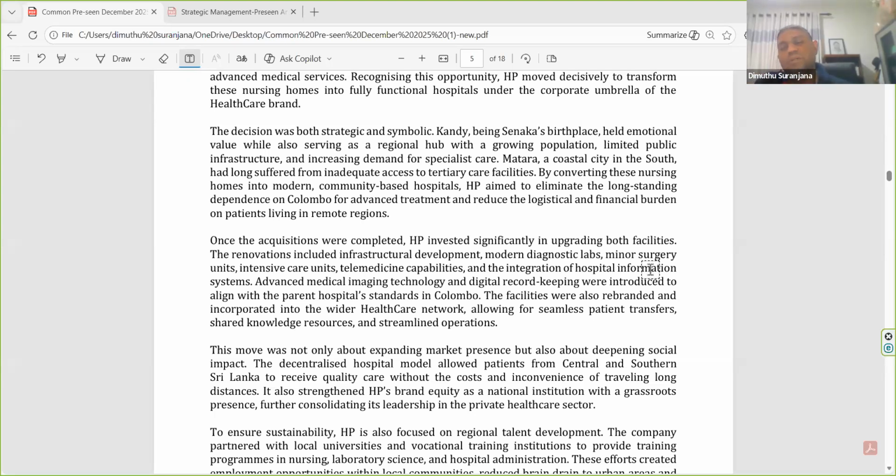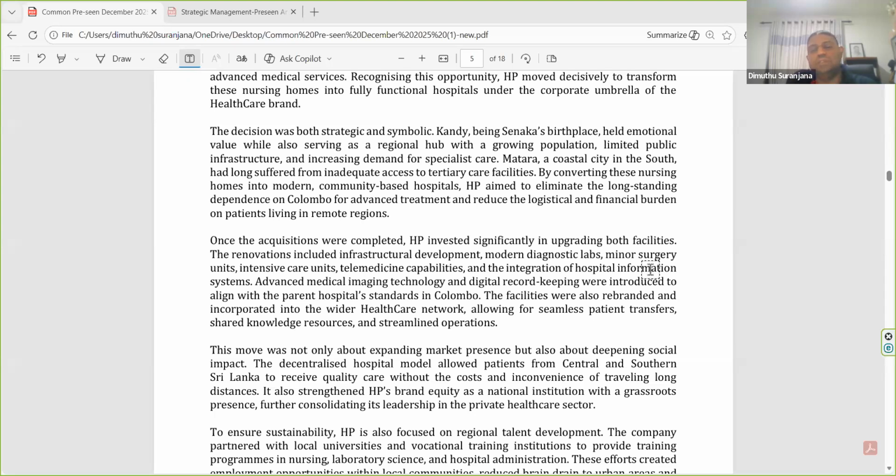The modern lab, minor surgery unit, intensive care unit, right? Telemedicine capabilities and the integration of hospital information systems, advanced medical imaging technology, and digital record keeping were introduced to align with the parent hospital standard in Colombo. Right. Now the system was connected with the main one, right?